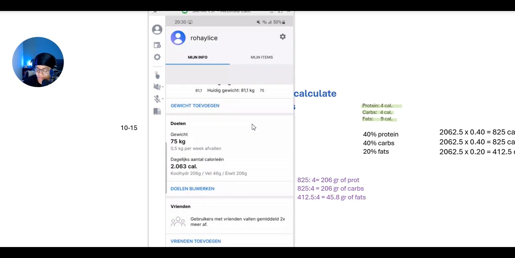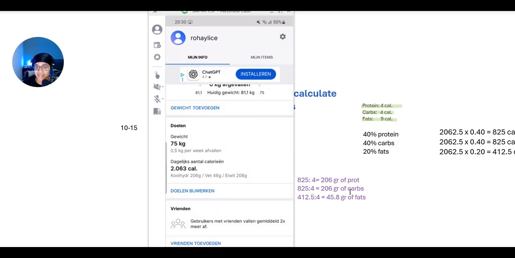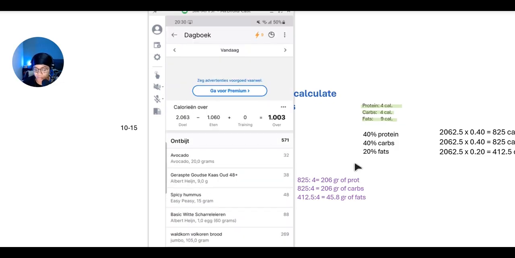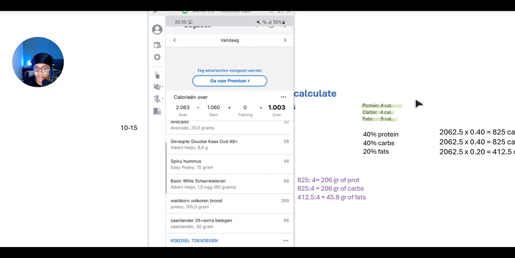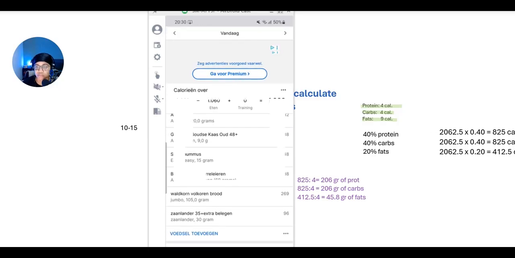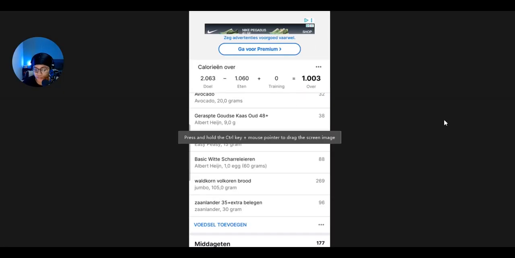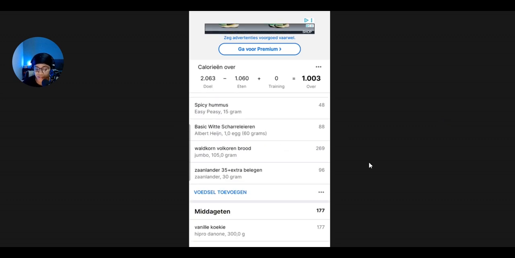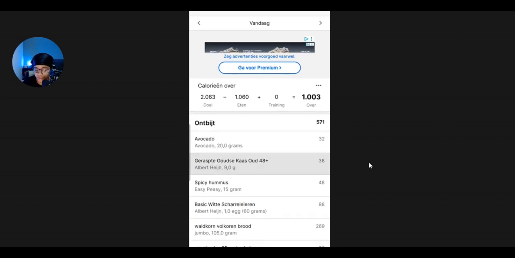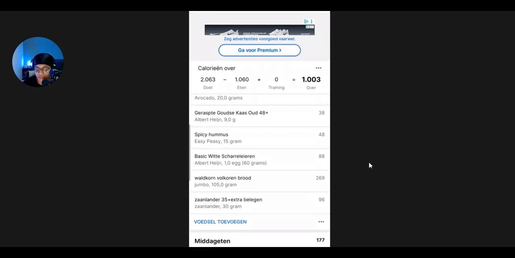All right, so my screen keeps shutting off, but that's how you set your calories. And then after it's done, we go back to the diary, basically where you enter your food intake. As you can see here, let me make the screen a bit bigger. Yeah, as you can see here, this is what I already ate today, and I still have 1,000 calories left.